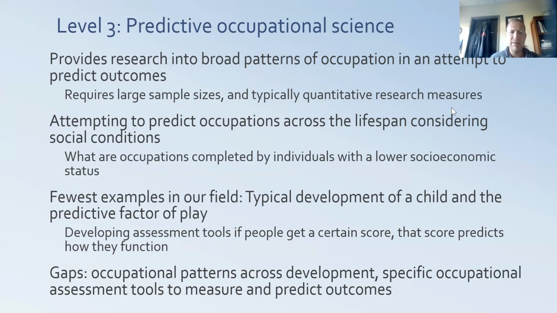So our gaps at this level really are looking at occupational patterns across development, across the lifespan, okay, and more specific occupational assessment tools that can predict outcomes. So like I said, the Tinetti, the Berg balance are heavy in the physical therapy field. We do sometimes use those. They measure balance. Okay, well, balance isn't necessarily occupation, right? Does balance impact occupation? Absolutely.